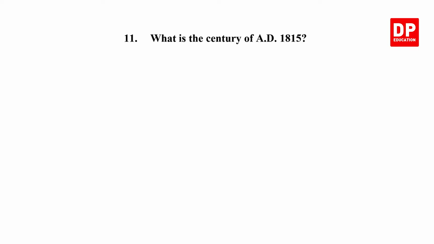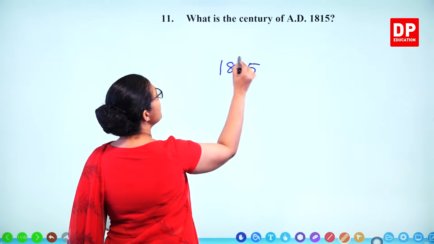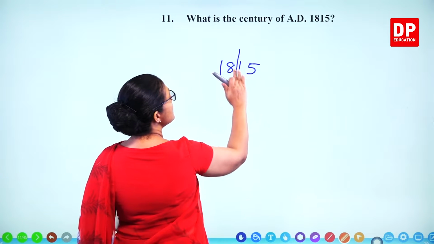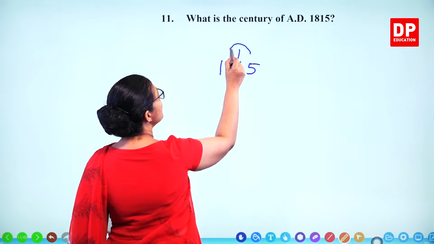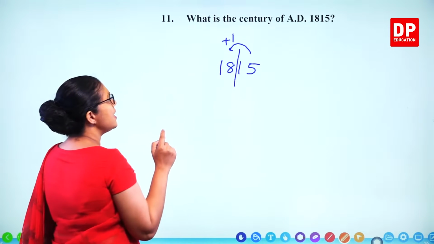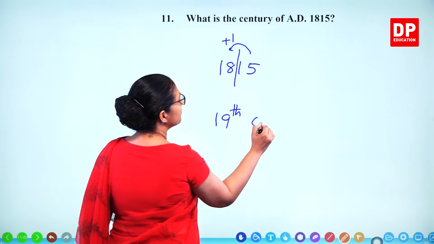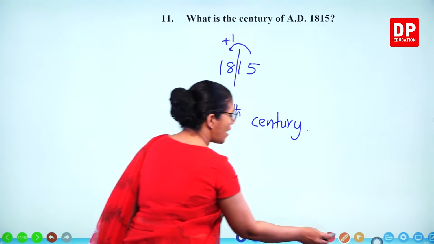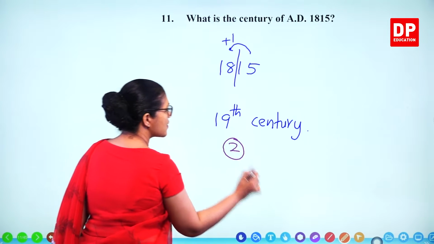Question number 11. What is the century of AD 1815? Century means you have to divide by 100. This is not 0, so you have to add 1 to this 18. So 19th century. Century means every 100 years is 1 century. So you get 2 marks.